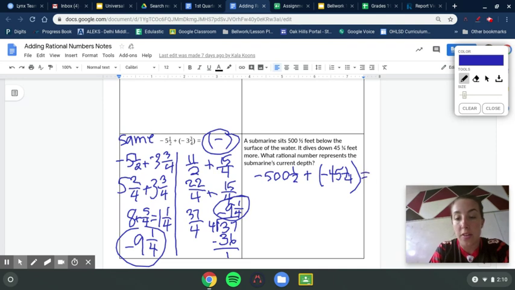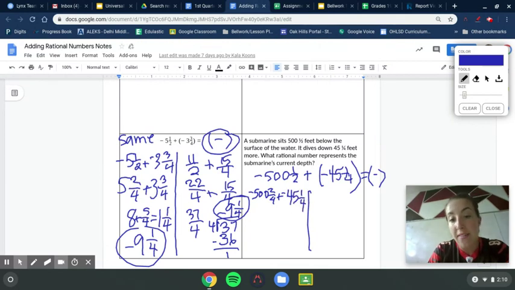Okay, so I'm going to first determine what kind of sign it's going to be. Take the sign of the bigger number. So the bigger number is negative, which means my answer is going to be negative. Okay, then I'm going to go ahead and I can do it two ways again. One where you find a common denominator with the mixed number, and one where you change them into improper fractions. So for the first one, it would be negative 5 2/4 plus negative 45 1/4.